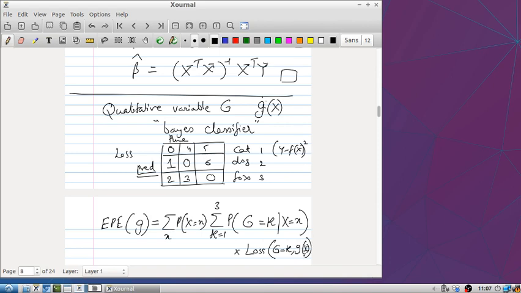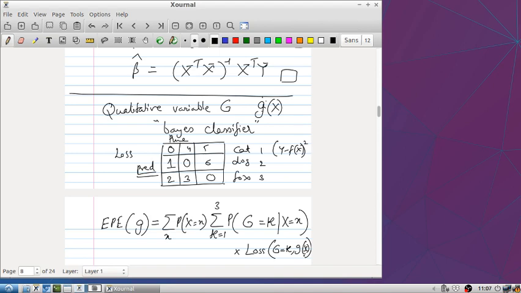The only thing that changed from before is that this was squared loss, y minus f of x squared, remember, from a page ago. And this is the same as before; instead of g is equal to k, there was y is equal to little y. There's really no difference between what's written here and what was before.